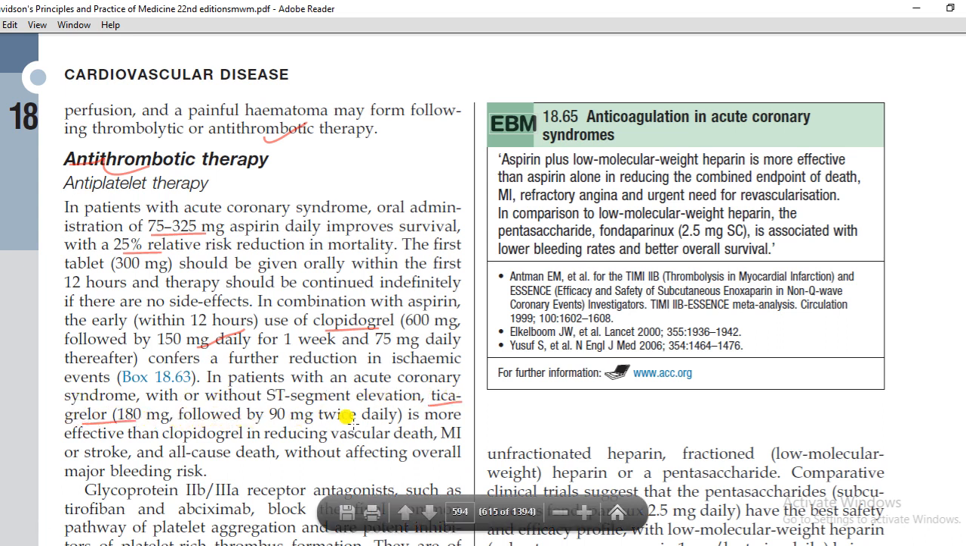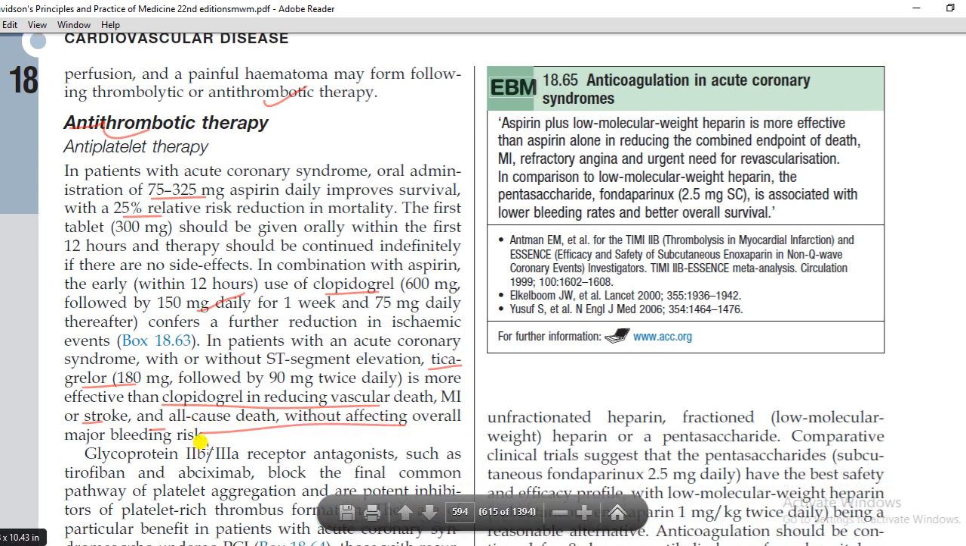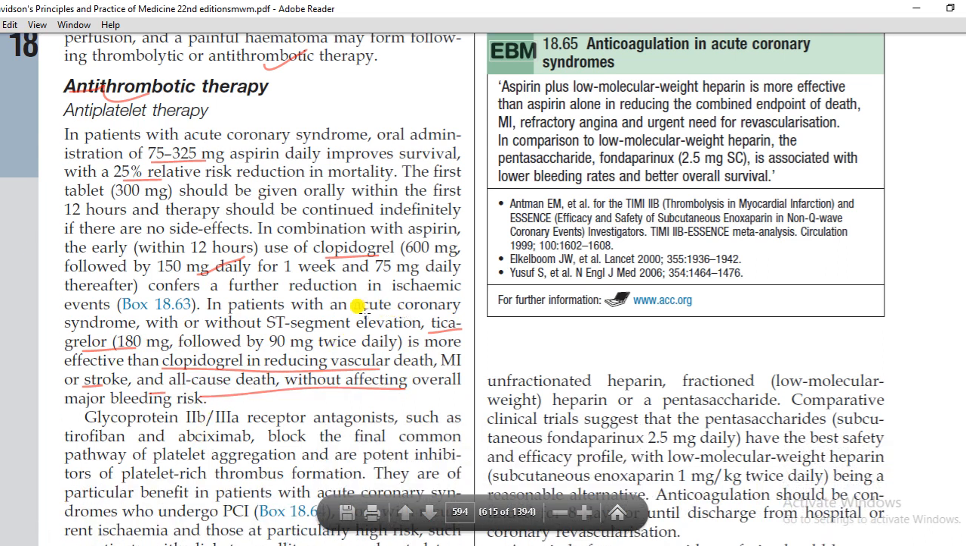Ticagrelor, given twice daily, is more effective than clopidogrel in reducing vascular death, myocardial infarction or stroke, and all-cause death without affecting overall major bleeding risk. Okay, I didn't get anything. I need to study it again. Read it again.